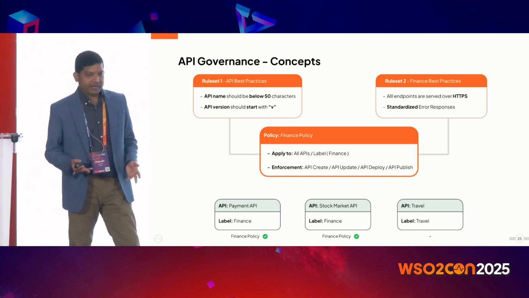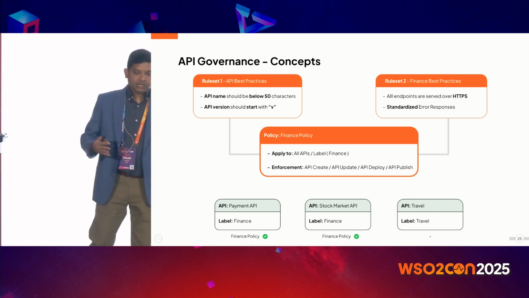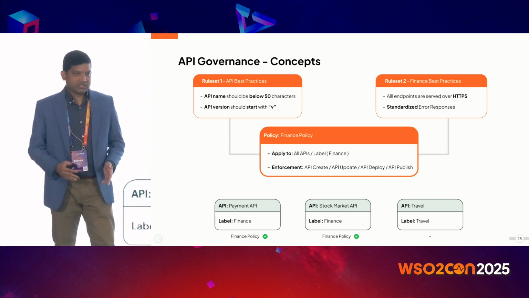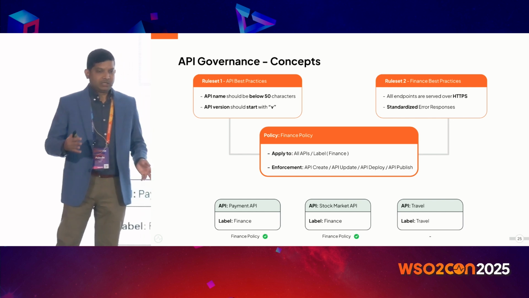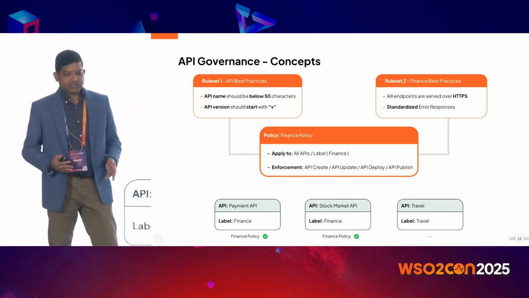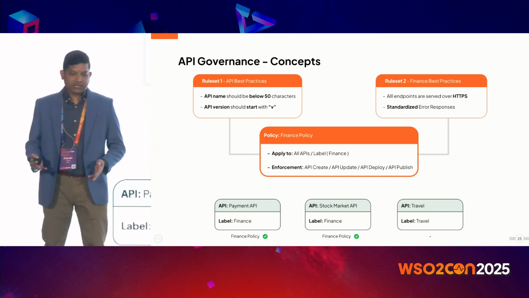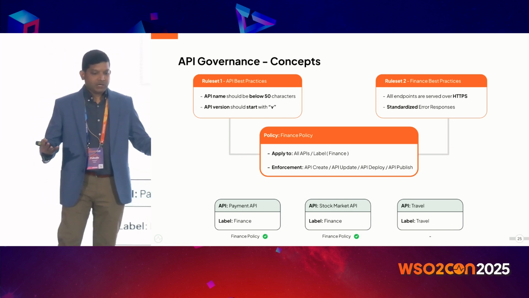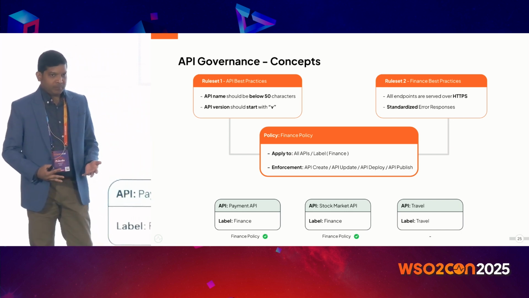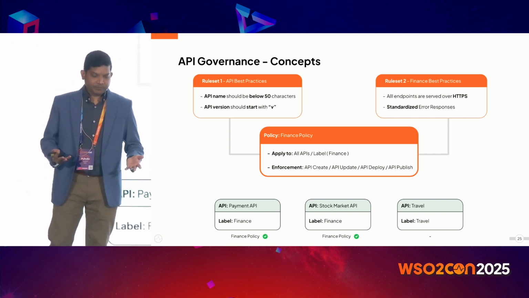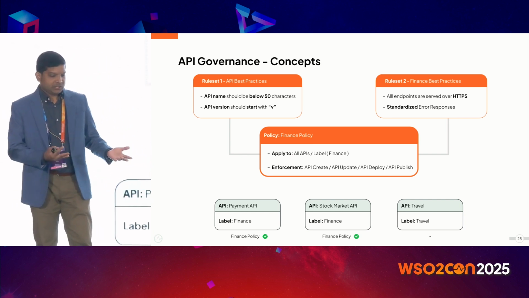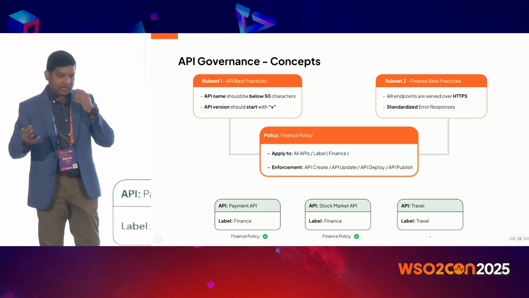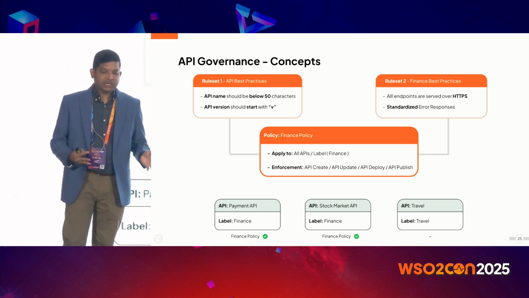Maybe for finance APIs, the rules can be that your API should be exposed as HTTPS, and you have to follow standardized error responses. Likewise. Then now we have rule sets. Now, in order to apply them, you can create a policy. So let's assume we are creating a finance policy to apply this to all your finance APIs.